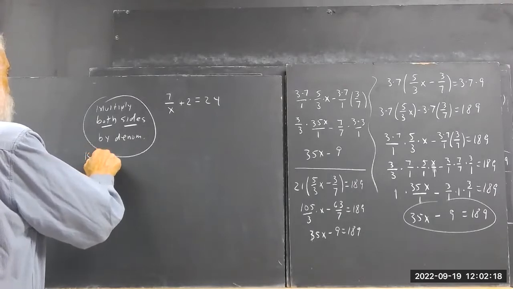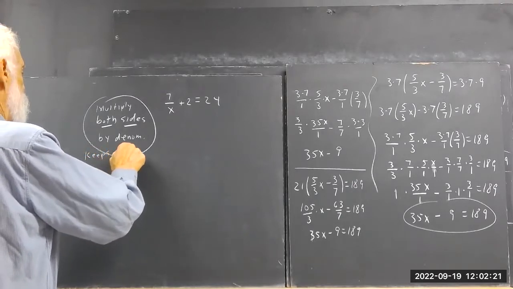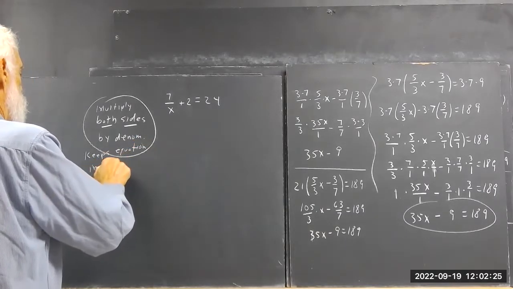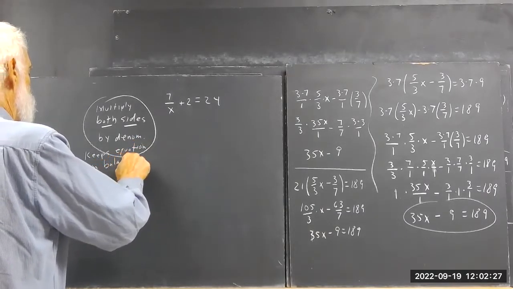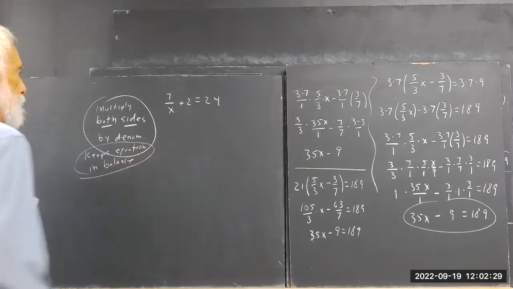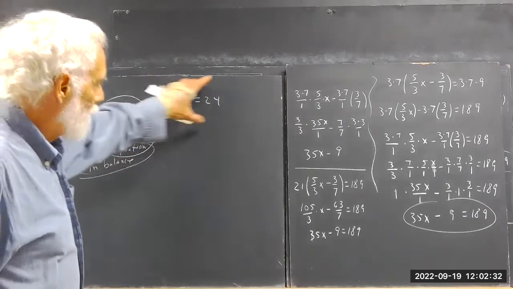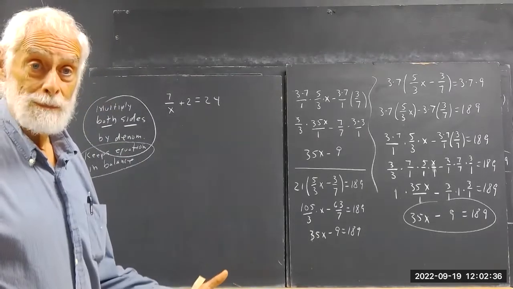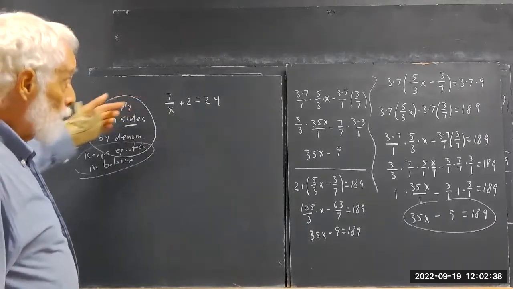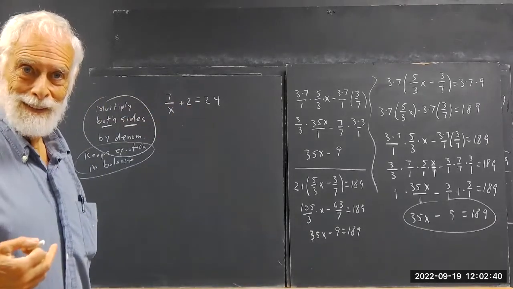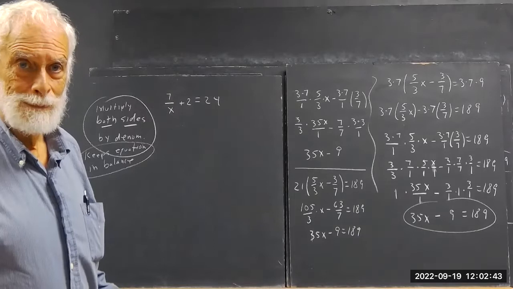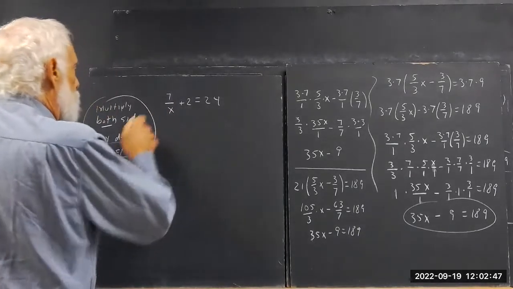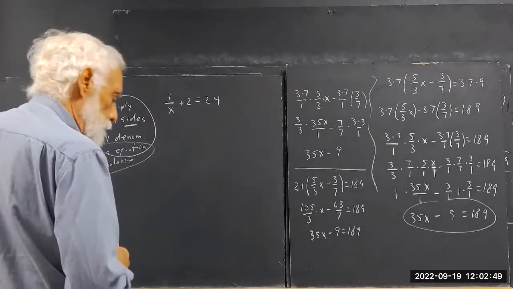And you're going to write it down here. Keeps the equation in balance, meaning you multiply both sides by the same thing, then they stay equal. If you multiply just part of one side by that thing, they're not going to stay equal. And you're going to get an incorrect solution. Okay, so we multiply both sides by the denominator.